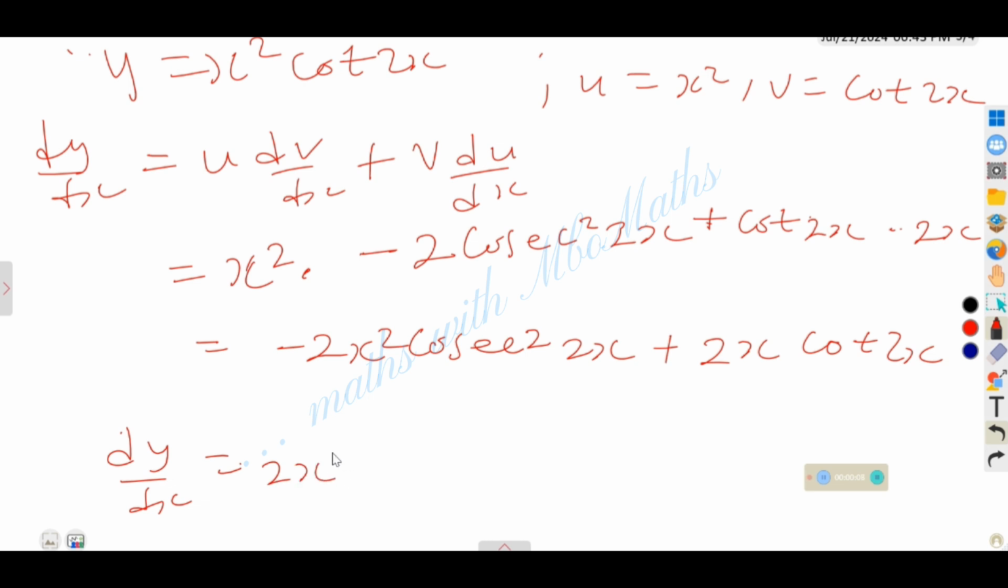2s. If we factor 2s out here, we have 2s into cot 2s minus s cosec squared 2s. This is our final solution. So this is encountering chain rule inside product rule.